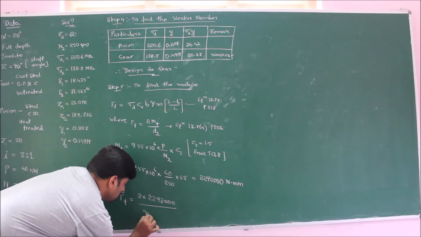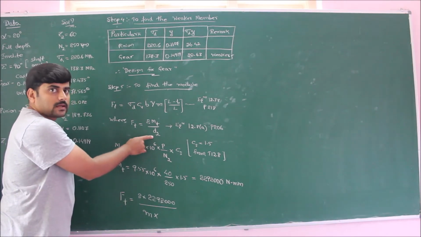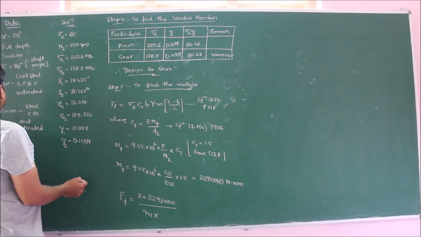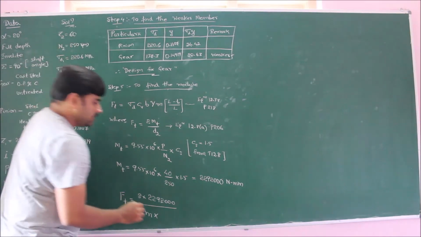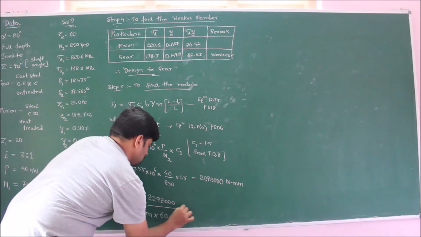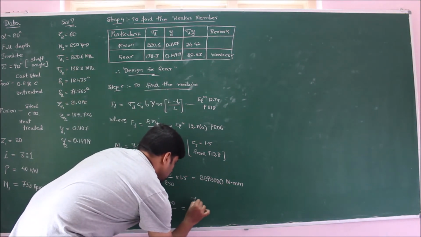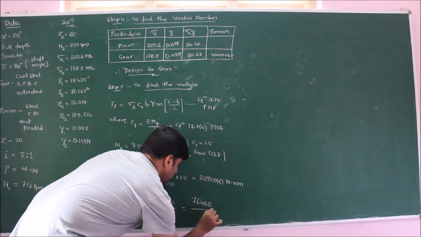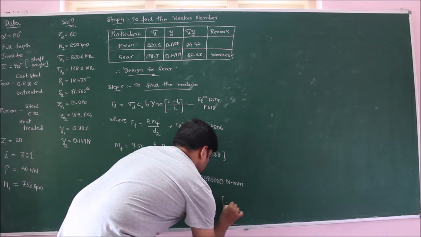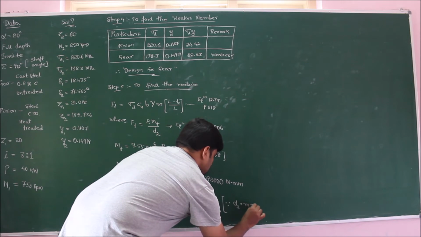That is m into number of teeth. That is number of teeth on gear. That is Z2. Z2 is calculated, which is 60. If I calculate, I'll get the value of Ft as 76,400 divided by module, because we have substituted D2 is equal to m times Z2.